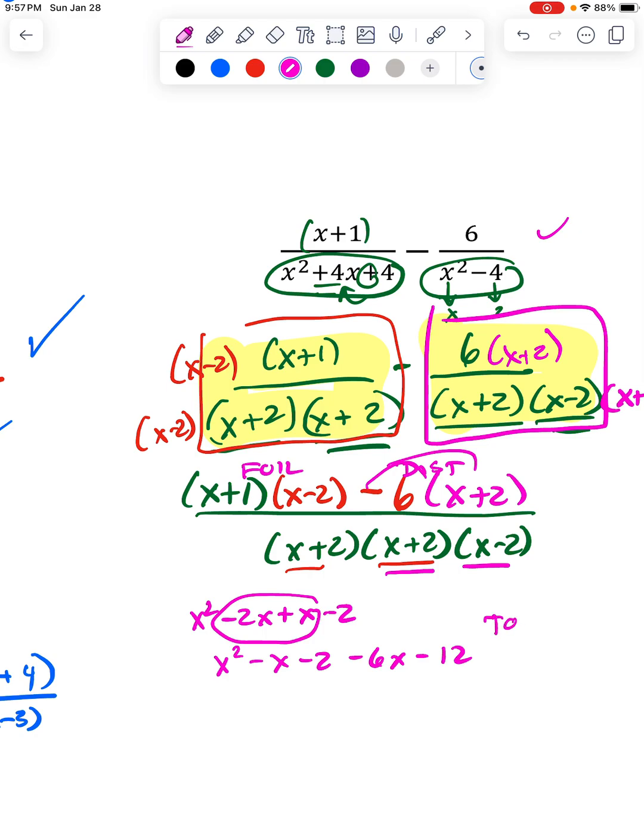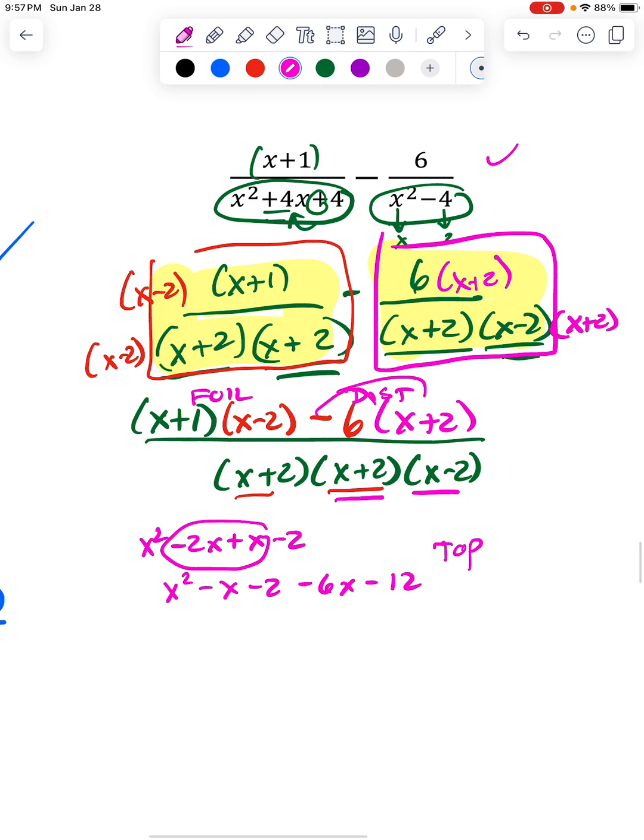All this work is still just on the top. I'm ignoring the bottom because it won't change until the end if it changes at all. So this boils down to x squared, and then minus 1 minus 6 more is a minus 7x. Minus 2 minus 12 is a minus 14.